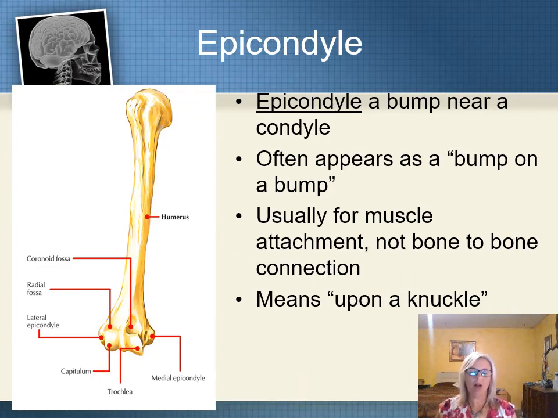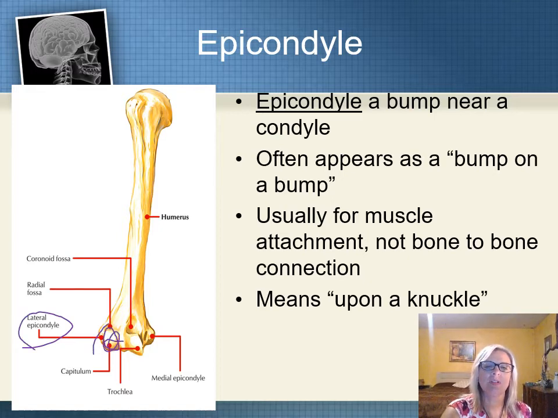Next, we have the epicondyle. Epi means above. So an epicondyle is a bump that is going to be near a condyle. This is usually for muscle attachment, not necessarily ligaments here, and it does mean upon a knuckle. And so we have several examples here of these. We have the lateral epicondyle. So here's the condyle here, and this one is to the side, so it's a lateral epicondyle, but it's a little bit above. We also have the medial epicondyle, sorry about that. And so epi meaning above, condyle, that rounded bump.